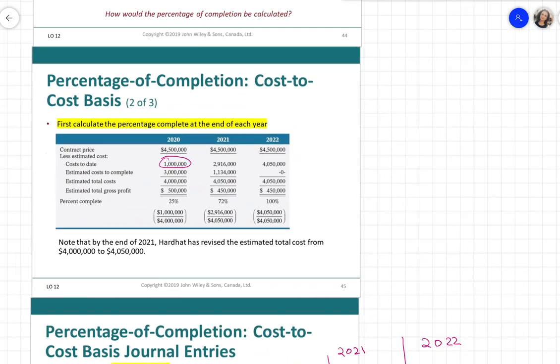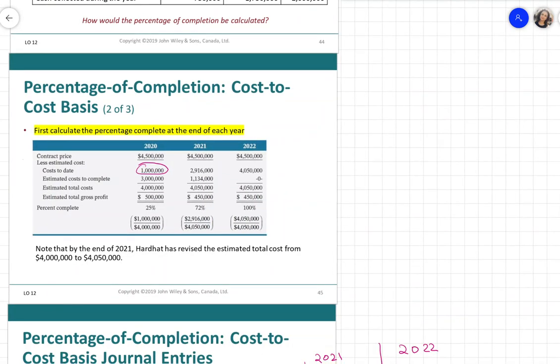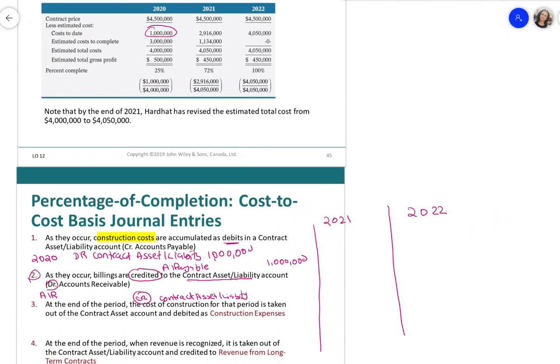How are you going to get the billing? It will be given to you in the question, or we know how much we're billing. In this case, we're billing 900,000 and we're collecting 750,000. So my billing entry will be: debit accounts receivable 900,000, and credit your contract asset/liability.